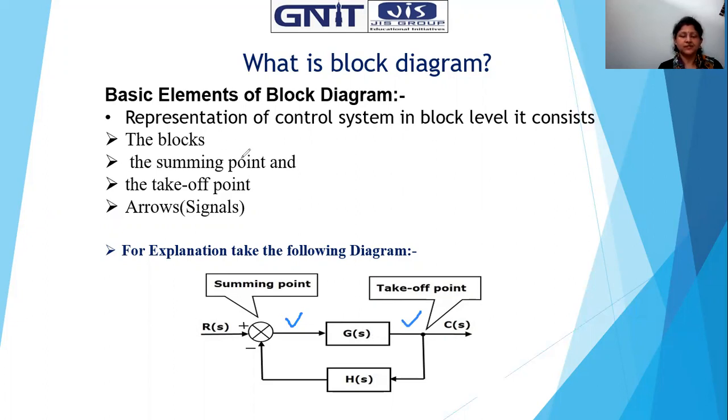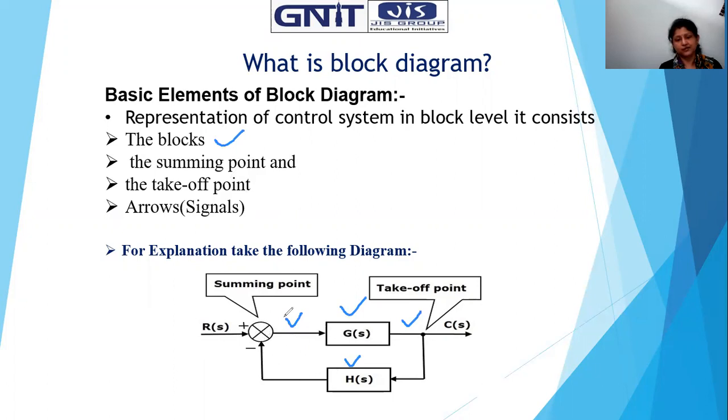So what is basically involved in the block diagram? All the blocks are nothing but the transfer functions of the systems or subsystems involved, and there are the starting points and the takeoff points. Now what are summing points? Referring to this point, summing means basically addition and subtraction, both operations, that will be done here. Here R(s) is the input signal, and this one is the feedback signal.